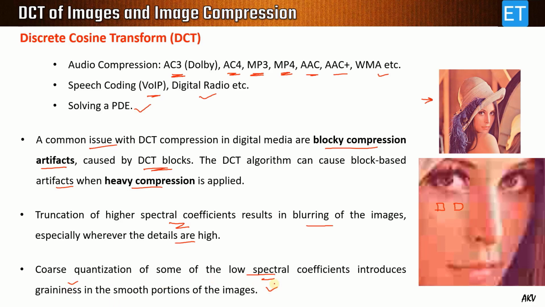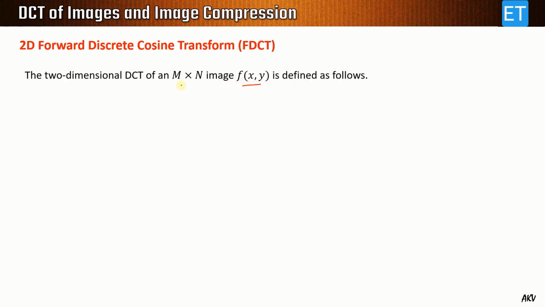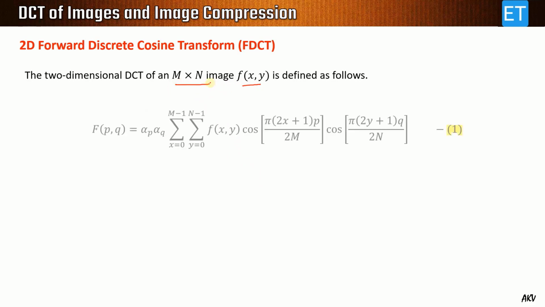So these are a few disadvantages of DCT in image and video compression. Now let us see how we can find the two-dimensional forward discrete cosine transform of an image f(x,y) having size m by n. So that you can achieve using this equation 1.